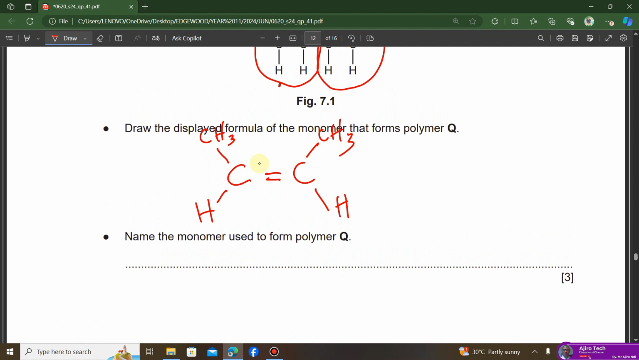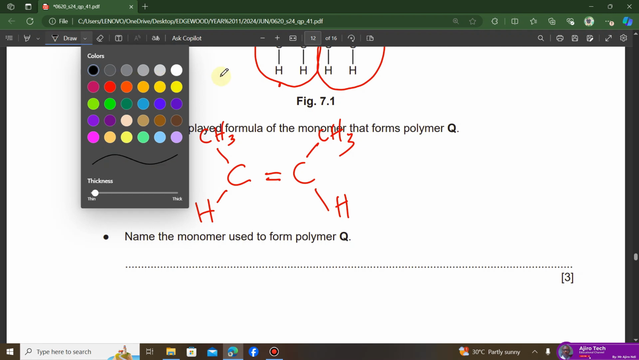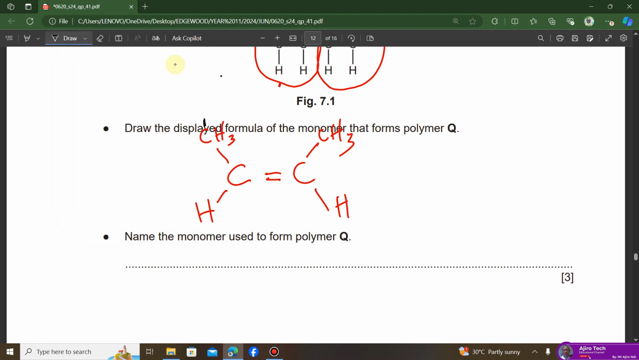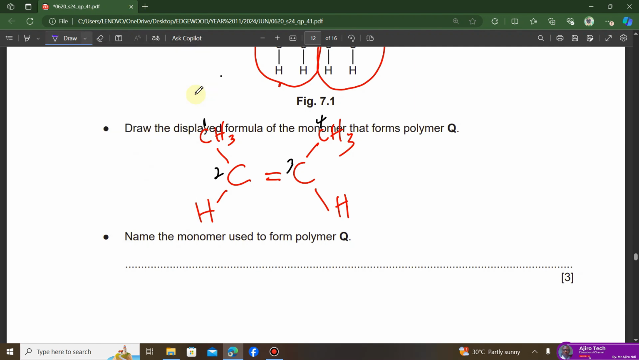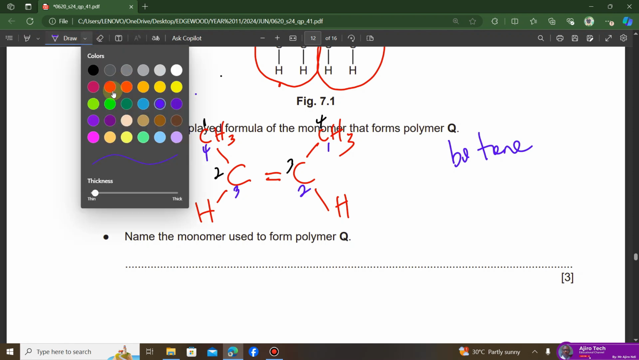All right, so we're asked to name this monomer. To name this monomer, I'm going to be using a different color of ink so that we can do a proper numbering. So we're numbering this way. So this is 1, 2, 3, 4. Then you use another color of ink to number backwards. So I'm going to use the blue ink this time. So this is also 1, 2, 3, 4. So when you have 4 carbons with a double bond, that is butene. Okay, 4 carbons with a double bond, that is butene.